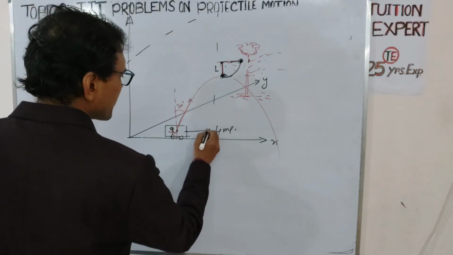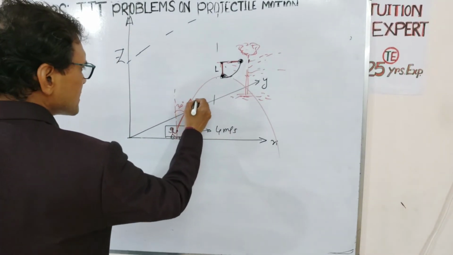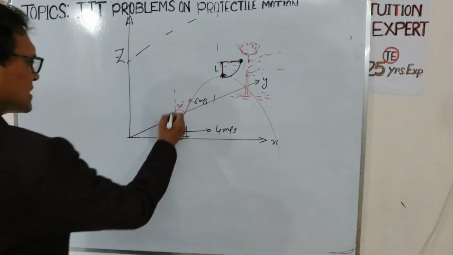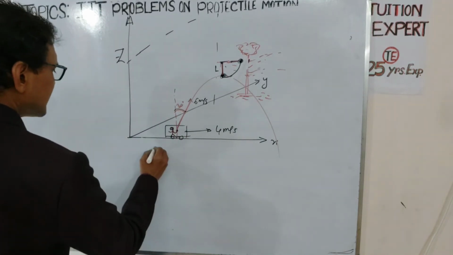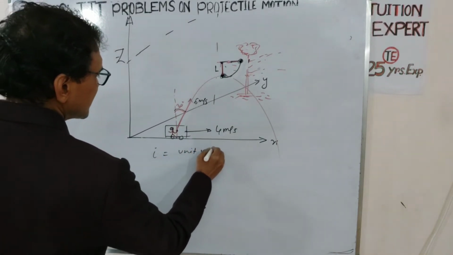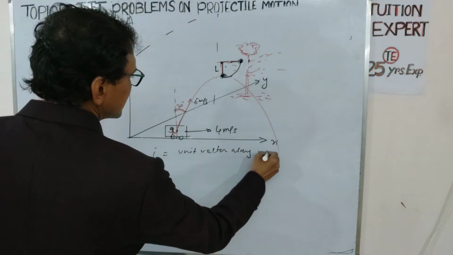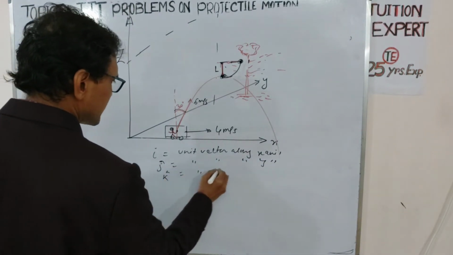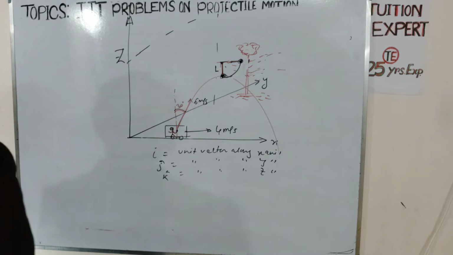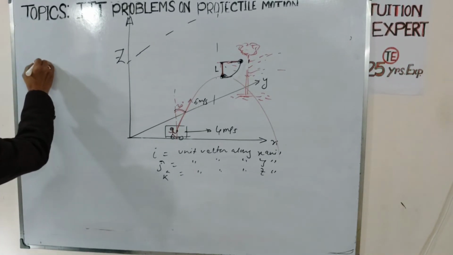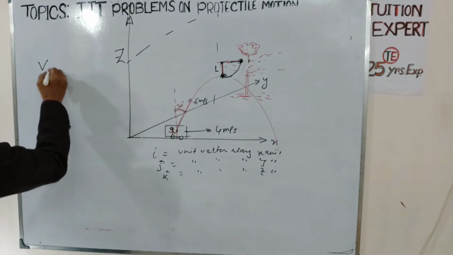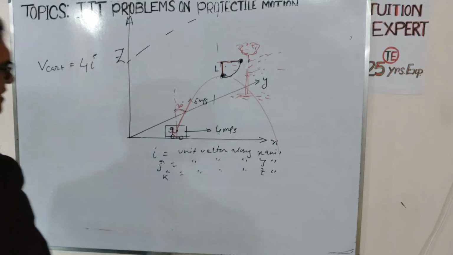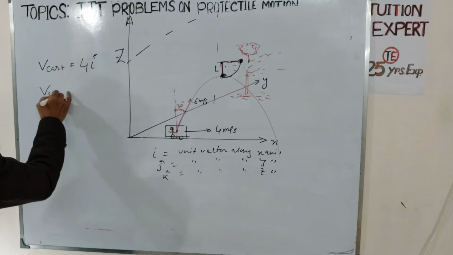Now the velocity of the cart is 4 meter per second and the velocity of the stone is 6 meter per second, and this angle is 30 degree. So we take i equal to the unit vector along the x-axis, j the unit vector along the y-axis, and k the unit vector along the z-axis. So now what is the velocity of the cart? The velocity of the cart is 4i, the car moving with velocity 4 meter per second.